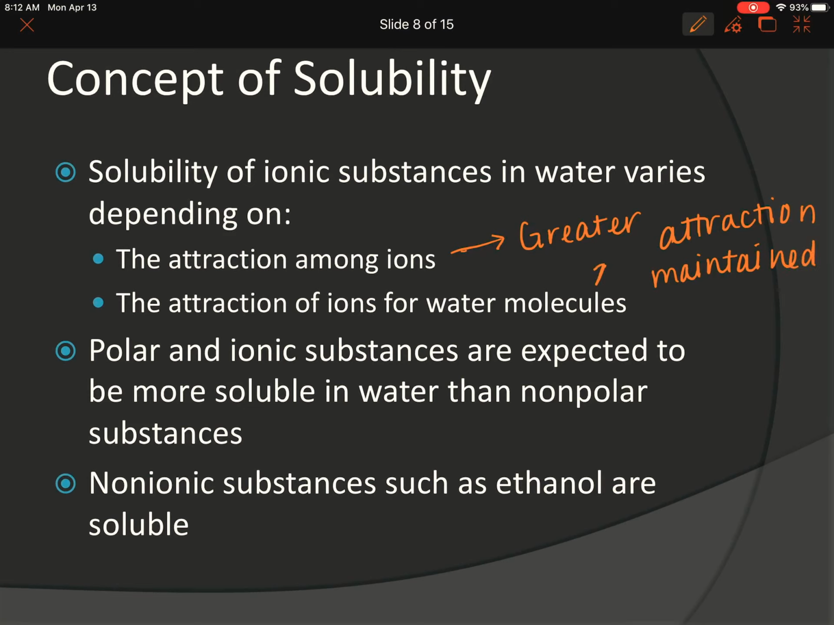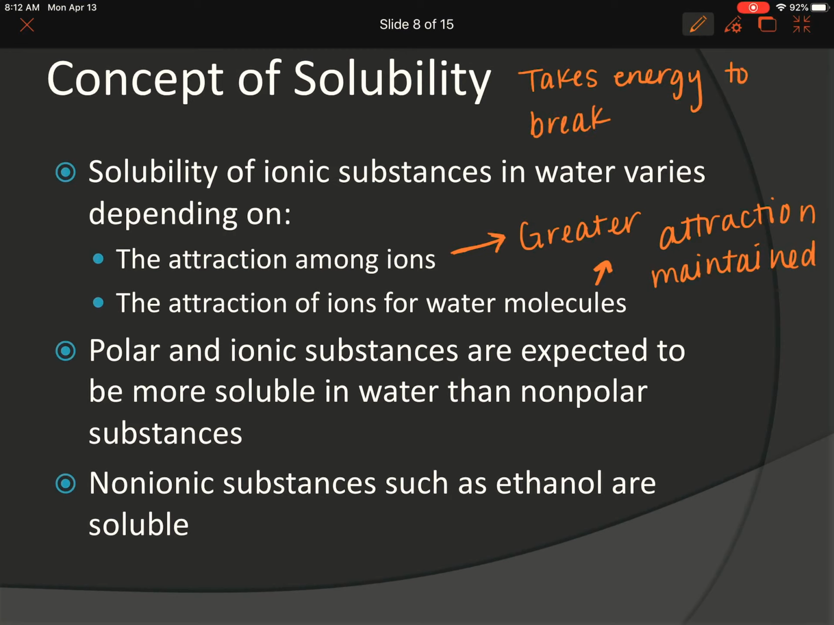So we've talked about how some processes overall can be endothermic and exothermic, but the steps in between are still going to be exo and endo. What I'm saying by this is overall, the greater attraction is going to be maintained. Remember, it still takes energy to break bonds. So I'm still having to input energy to break the attraction between the ions.